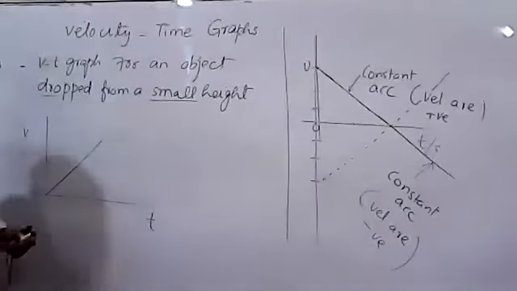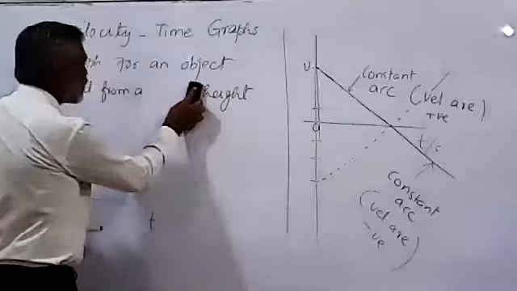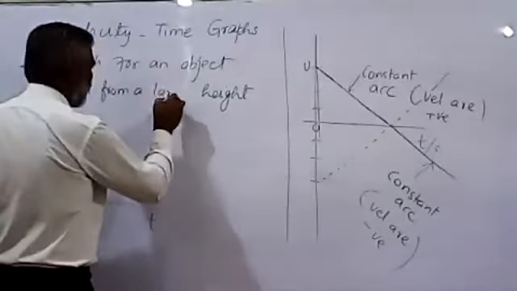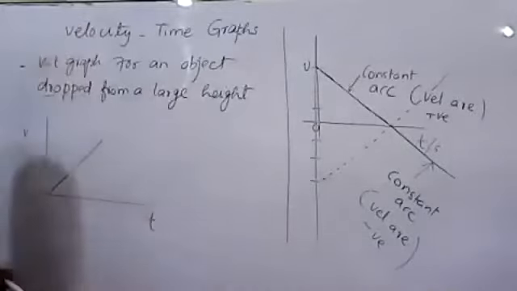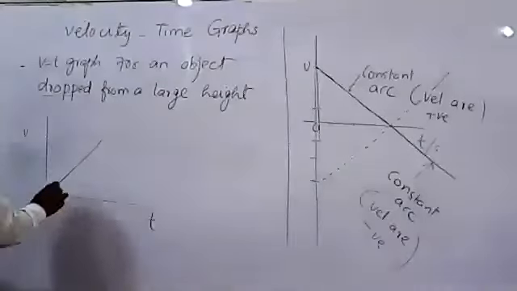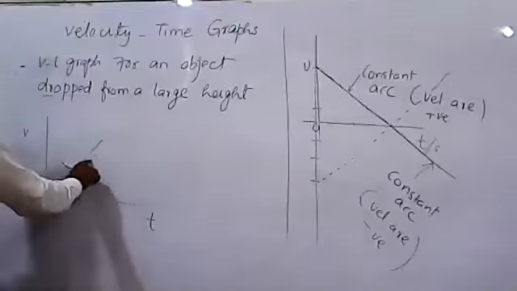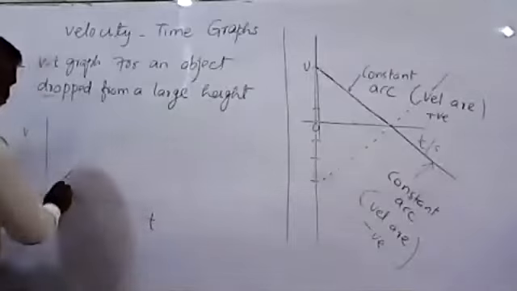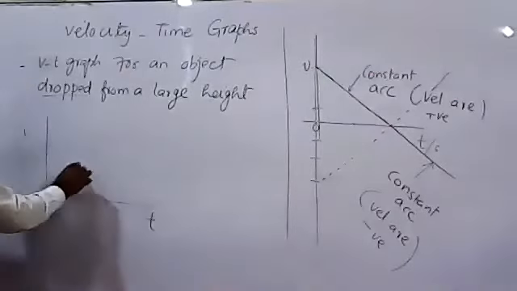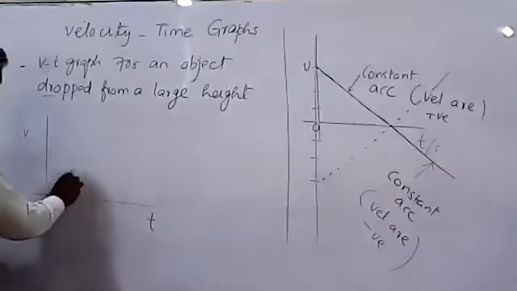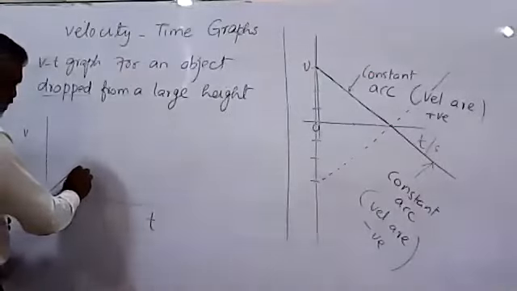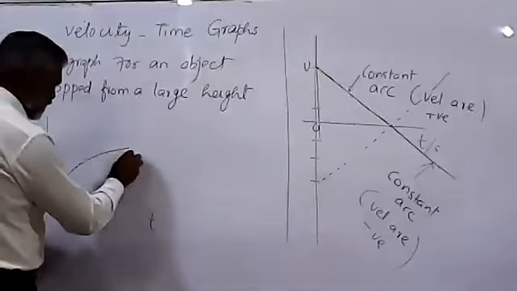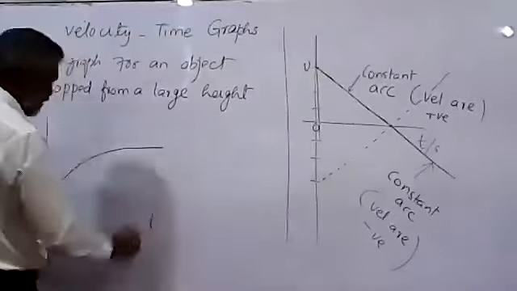If this is a very large height, then the situation changes. From a large height means now the air drag cannot be ignored. So instead of moving as a straight line, this line, soon after it starts falling, starts to take this shape, and then it becomes a straight line like this.